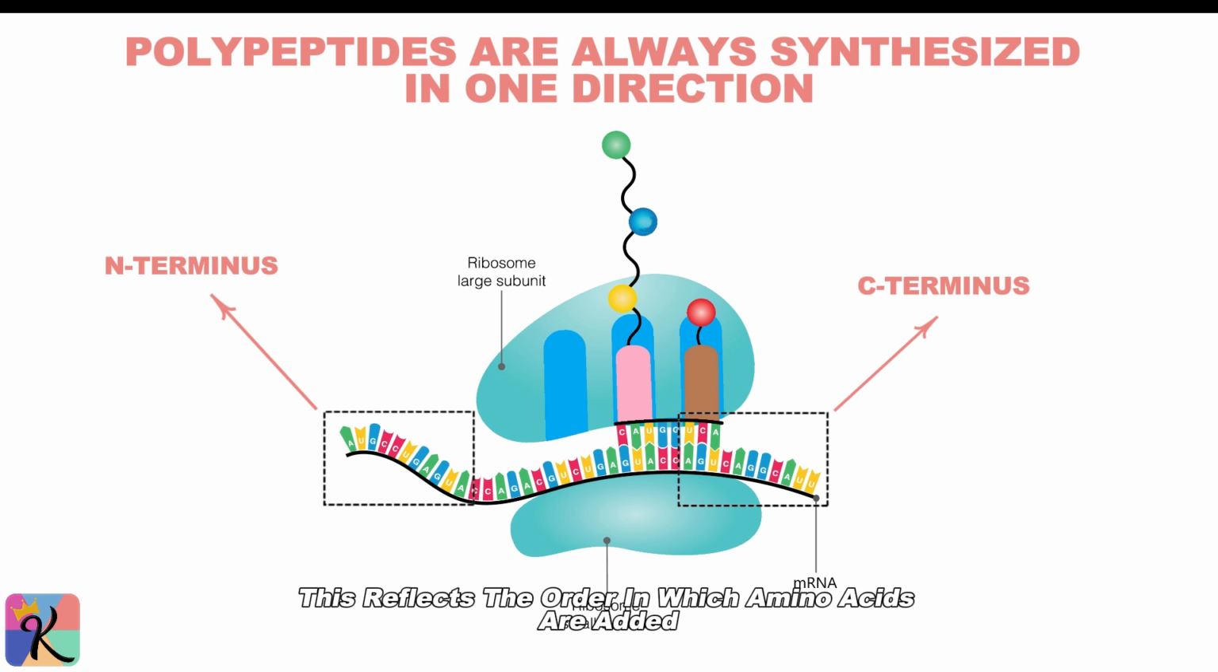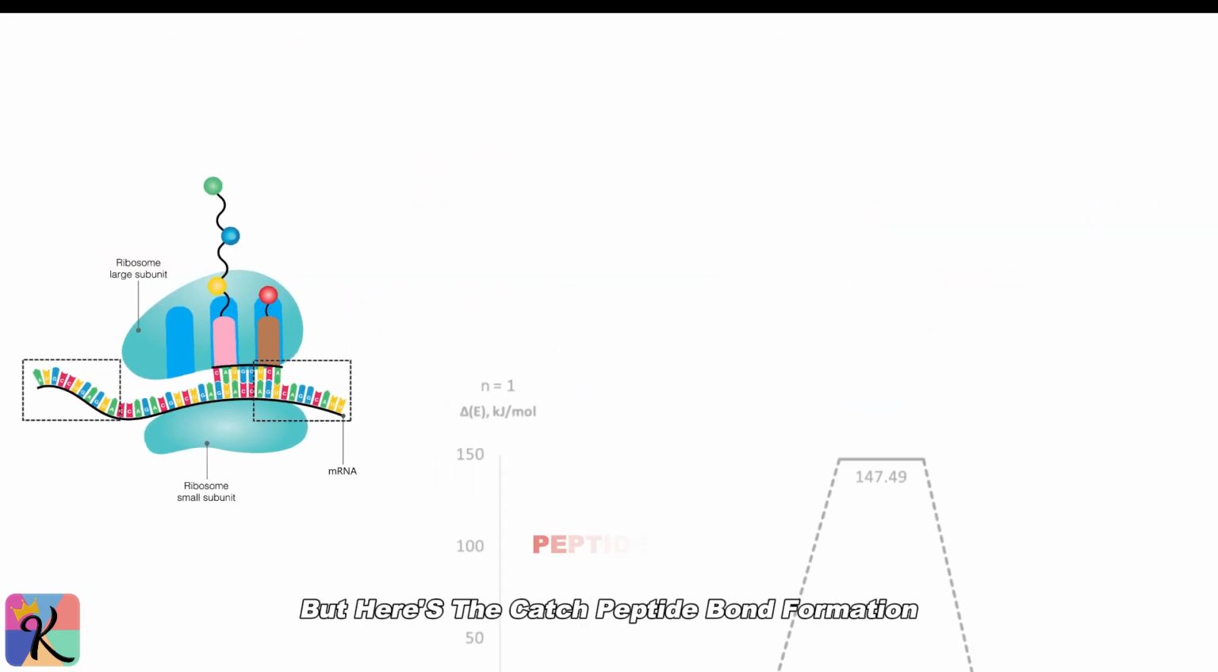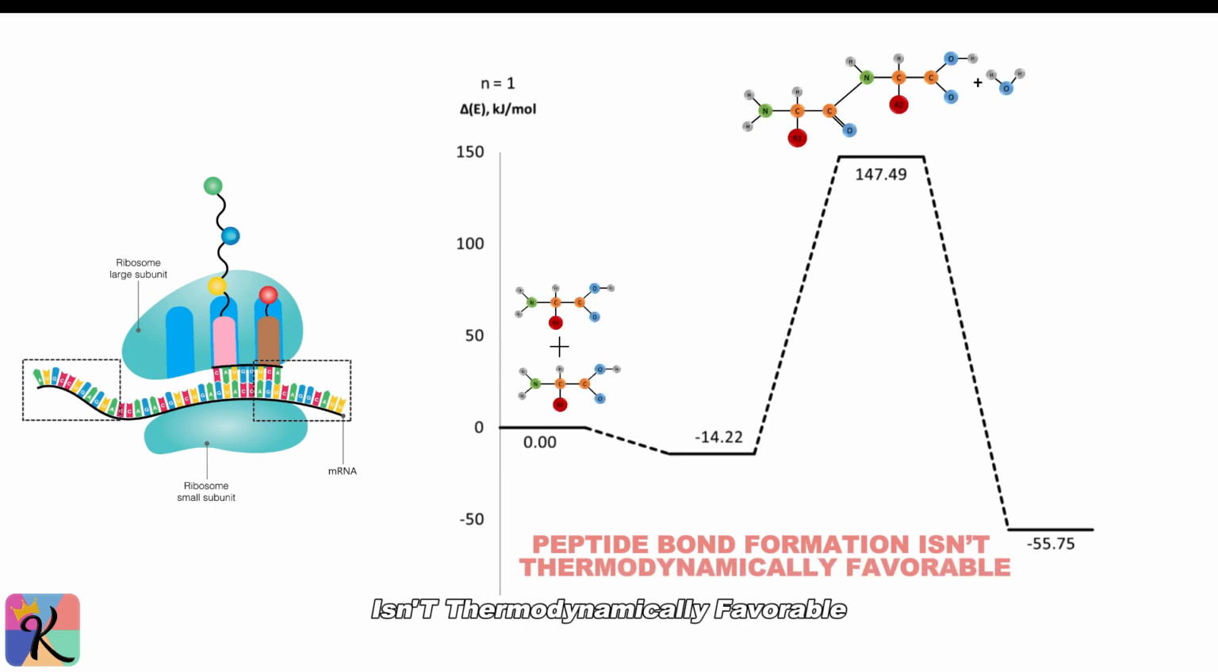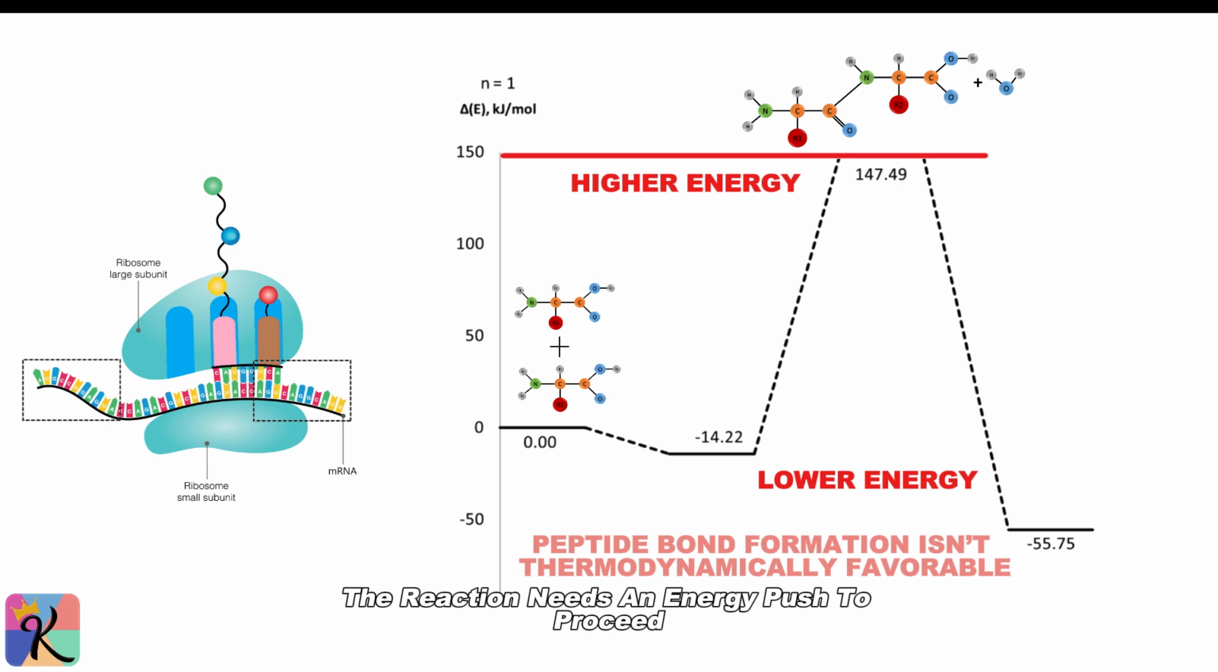This reflects the order in which amino acids are added during protein synthesis, with the ribosome playing the role of the assembler. But here's the catch. Peptide bond formation isn't thermodynamically favorable. In fact, it requires an input of energy. As we can see from this free energy diagram, the transition state has a higher energy than the individual amino acids, which means the reaction needs an energy push to proceed.